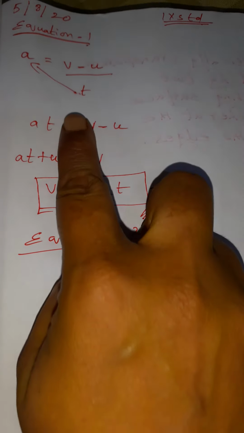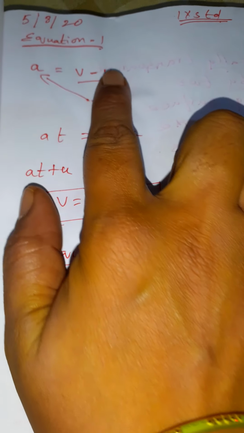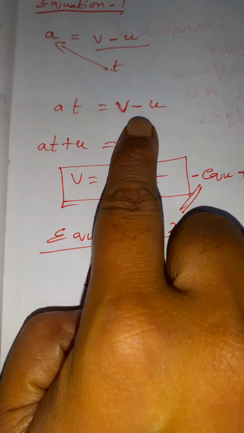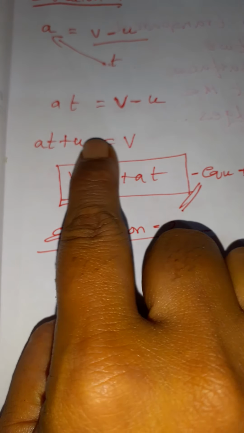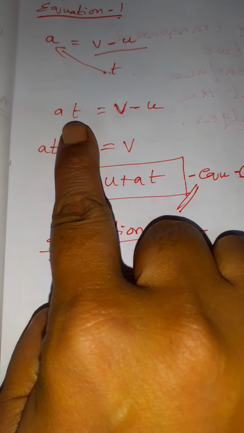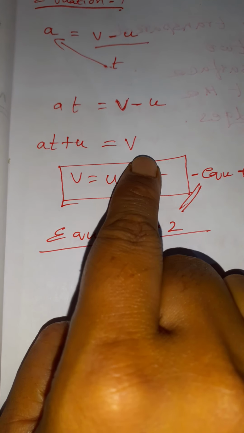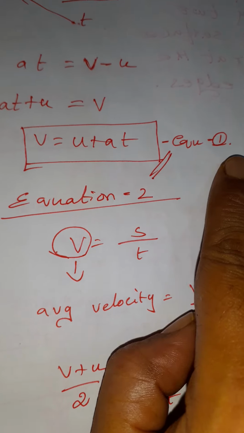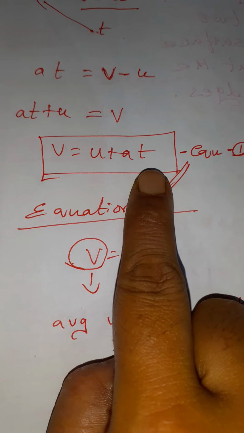The first equation is based upon the acceleration. Acceleration is equal to change in velocity by time, whereas change in velocity is final velocity minus initial velocity by time. Cross multiplication of T with A: AT is equal to V minus U. So bringing the U to the left side of the equal sign, you will get AT plus U is equal to V. V is equal to U plus AT. This is your first equation of motion. V is equal to U plus AT.